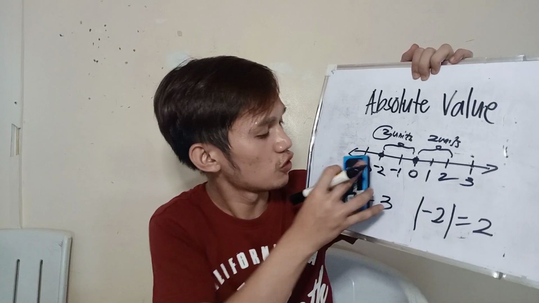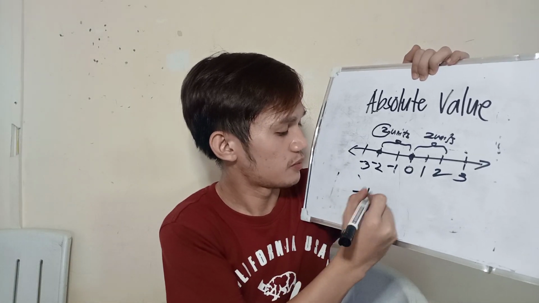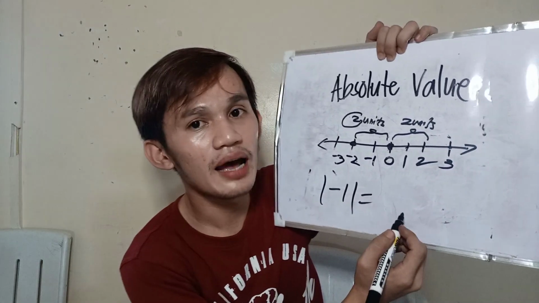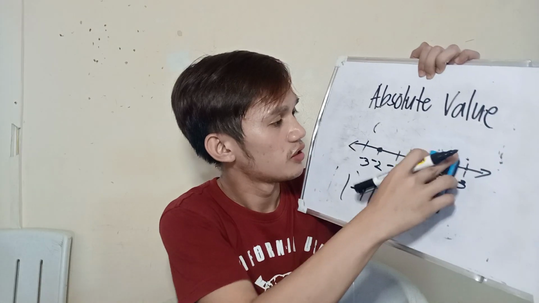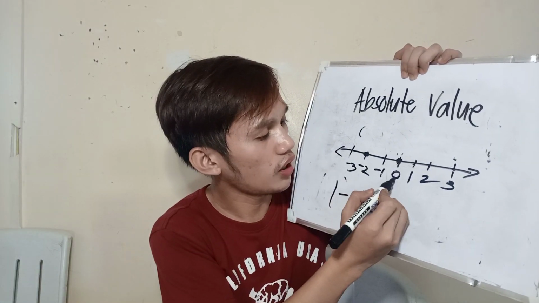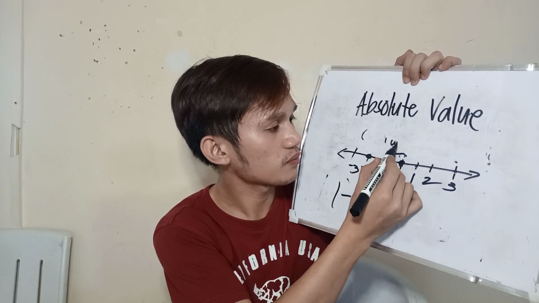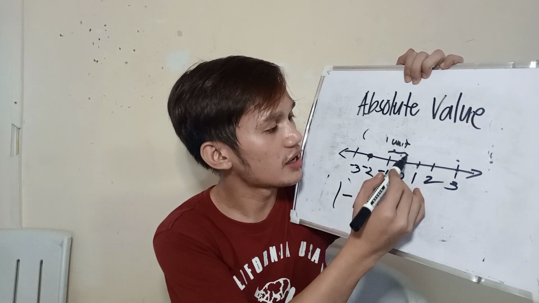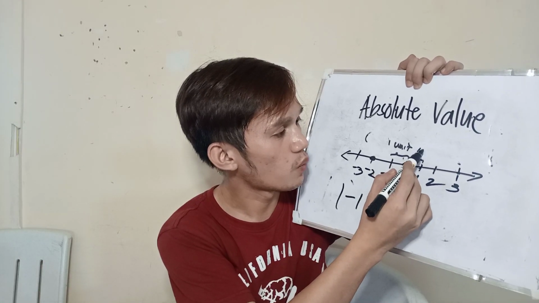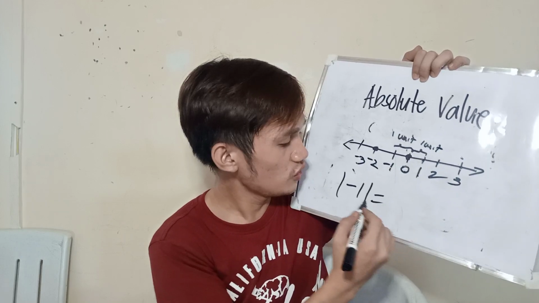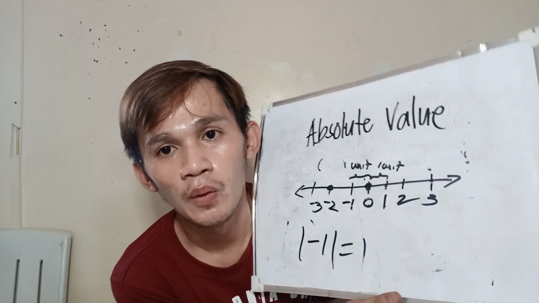How about the absolute value of negative 1? From 0, you're going to count 1, negative 1. So 1 unit. On the other part, this is 0 to 1, 1 unit away din. So we have 1 unit. So meaning to say, the absolute value of negative 1 is positive 1.